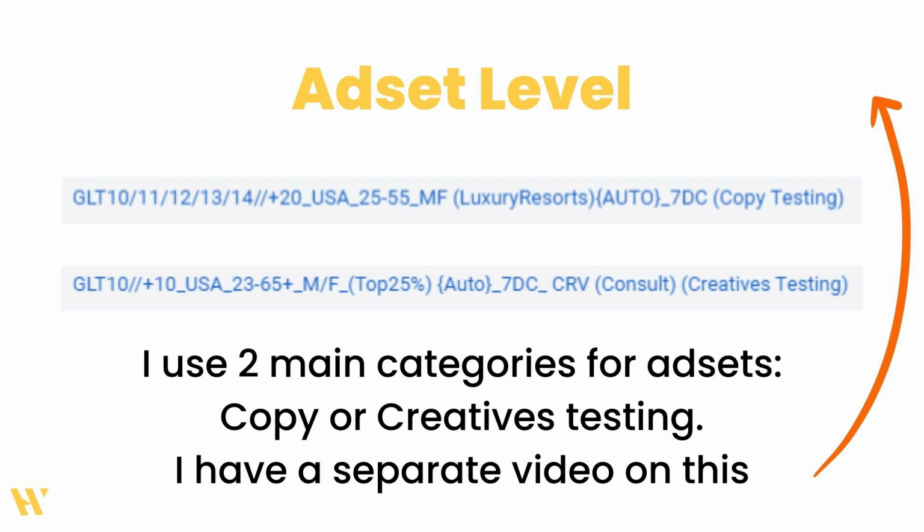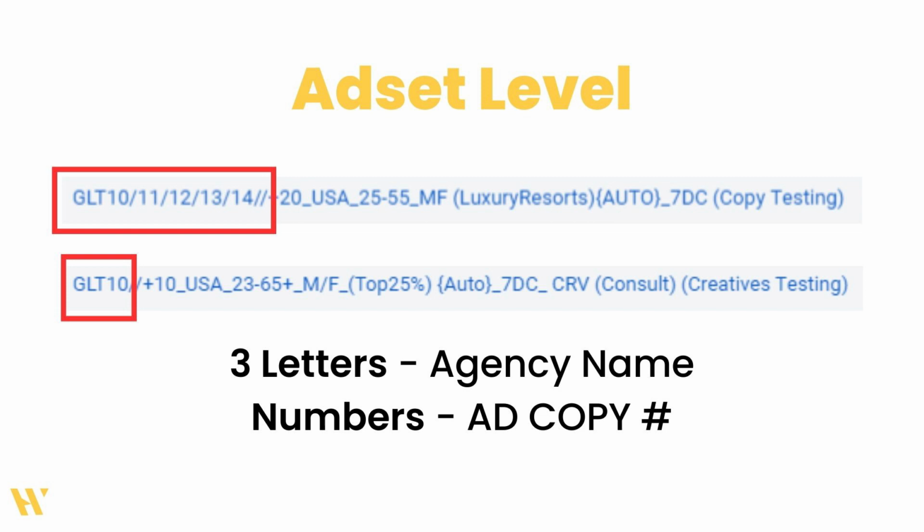I use an ad copy worksheet, and each ad copy, each description, and each headline has a different number assigned to it. If it's just one number, it means I'm testing one ad copy with different creatives, so that's a creatives testing campaign. And if it's multiple numbers, then it's a copy testing ad set, which means I'm having one creative and testing multiple ad copies.